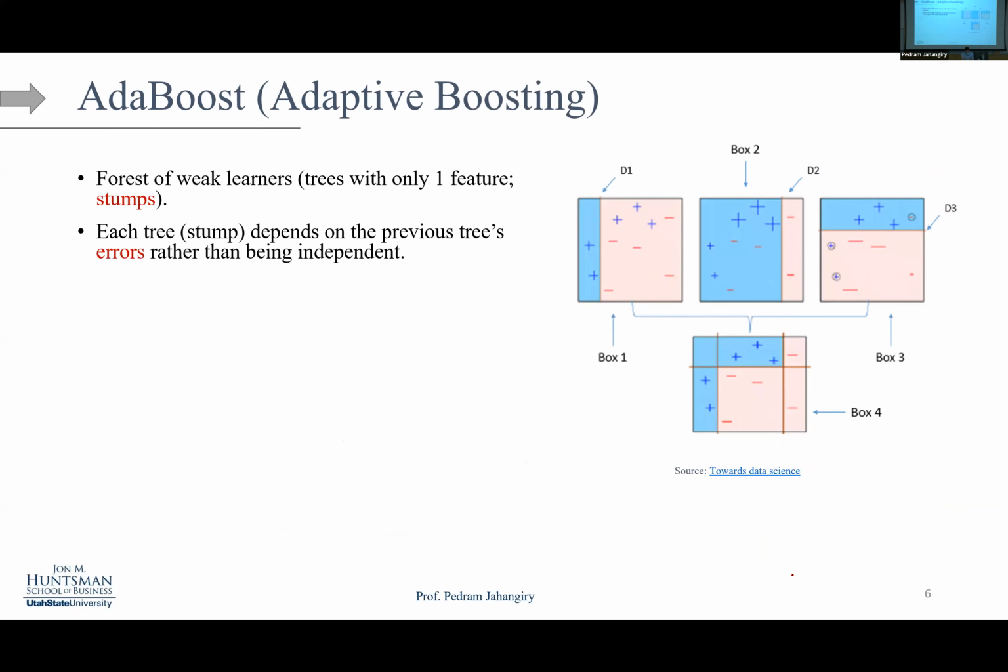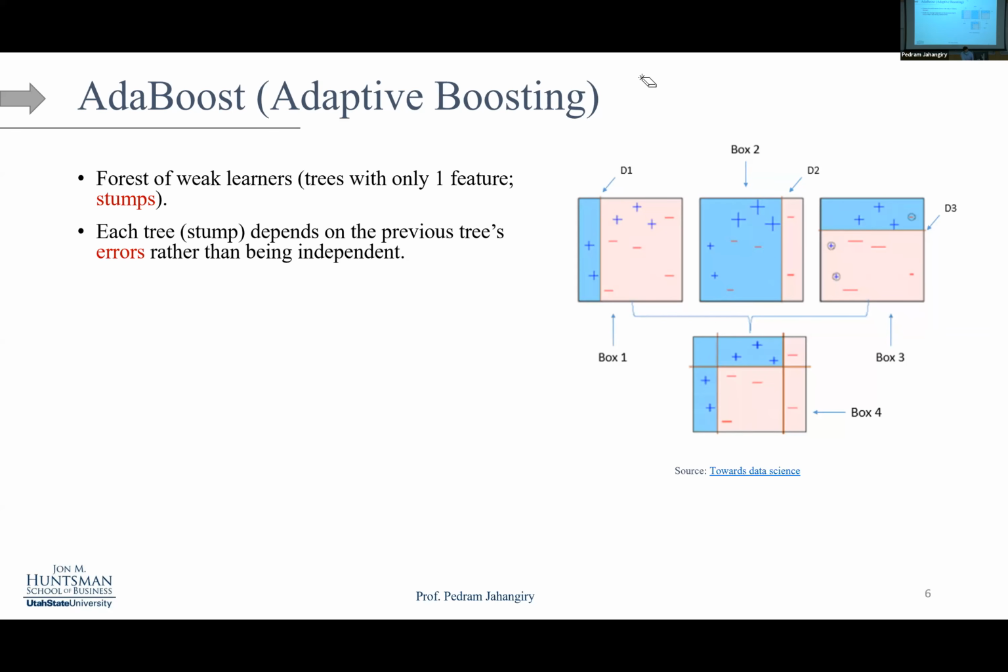This was the vanilla version of the boosting method out there. The idea is that it's a forest of weak learners, and the weak learners are stumps, right? A stump is a tree with only one feature. So this is a stump, and this is a forest of all these stumps. And guys, remember, this is done sequentially. So we start with the first stump, and then we save the residual, not the residual. Well, let's talk about AdaBoost. Let's see how it's done.